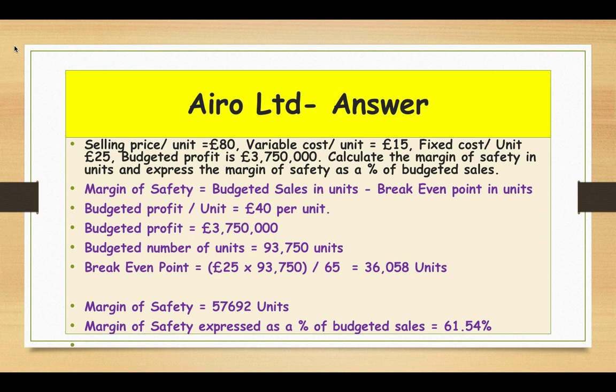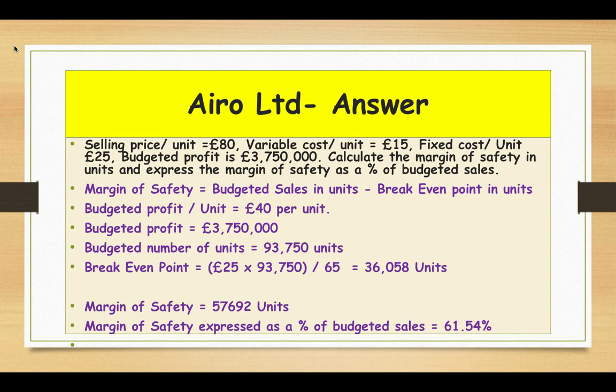Okay, first we'll see the margin of safety formula in units. As we have seen before, the margin of safety in units is equal to budgeted sales in units, take away the break-even point in units. Here, they didn't give us the budgeted sales, so we need to calculate the budgeted sales in units. From the question, we can calculate the budgeted profit per unit, which is selling price minus the total cost.